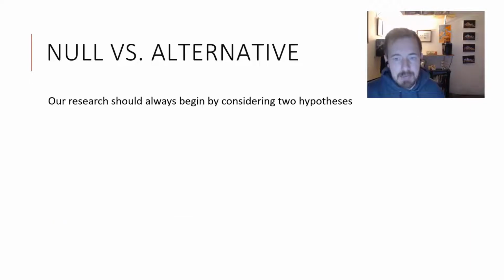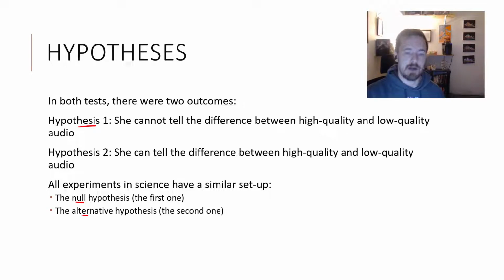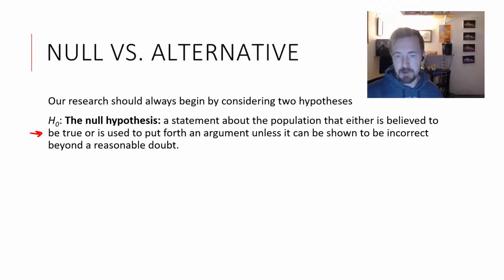So what does that mean? The null hypothesis is the hypothesis that says this is just guessing, that there are no actual differences here, and that any differences you do find are because of chance or random variability. If we look back at our hypotheses, which of these is the null hypothesis? It's going to be the first one, right? Because the first one says that she cannot tell the difference between high quality and low quality audio. That's my null hypothesis, which basically means there is no difference between these two. That is our assumption, and we need evidence to overturn the assumption.